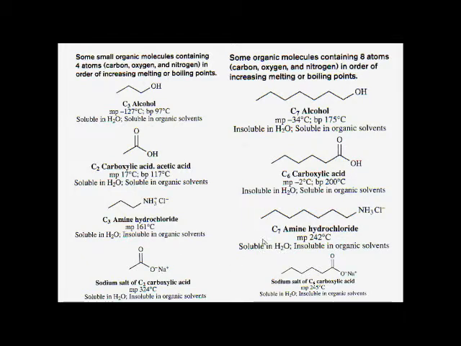So same thing with the acetic acid, or with the carboxylic acids up here. We have our C2 and C6 carboxylic acids. We turn that into an ionic compound, increasing the melting point dramatically, but we're also making it soluble in water. So making it an ionic compound makes it soluble in water.